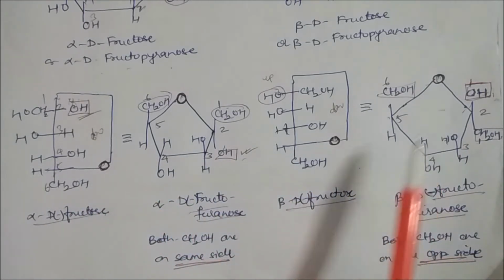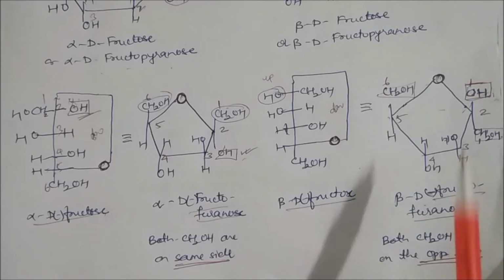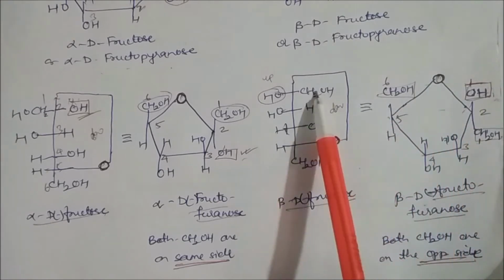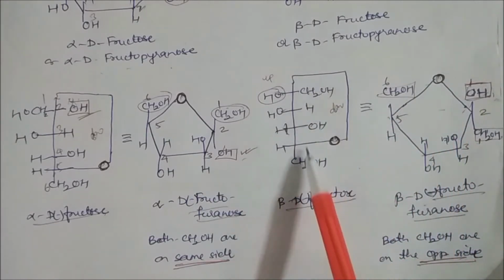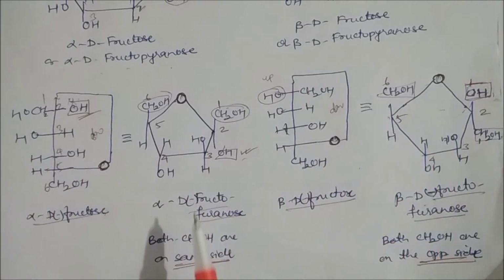So this is the furanose structure of beta D fructofuranose, and in this you can see both CH2OH groups are on opposite sides. One is inside the box, one is outside. Here both are outside. This is basically the difference between alpha D fructofuranose and beta D fructofuranose. Both are levorotatory.